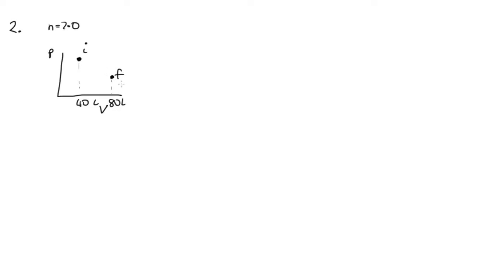And then because it's a free expansion, it's not in equilibrium between these two places. So we can't draw a path between those two on our PV plot. But what we're asked to do is calculate the change in entropy. So we know that for an ideal gas, the change in entropy for a reversible process is given by nCV times log of the final temperature over the initial temperature plus nR log of the final volume over the initial volume. Okay, now this is for a reversible process.